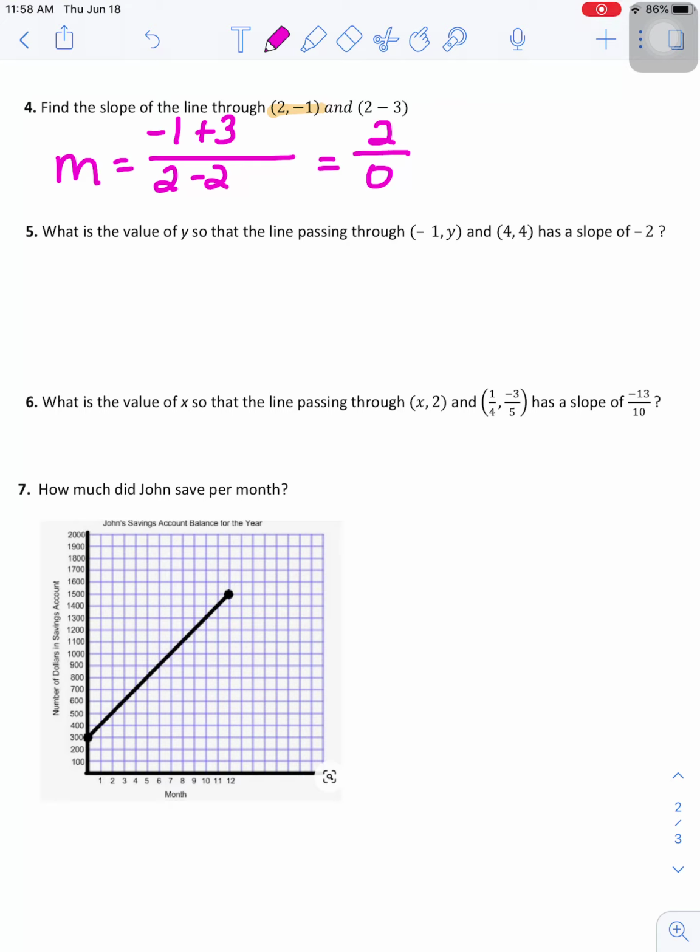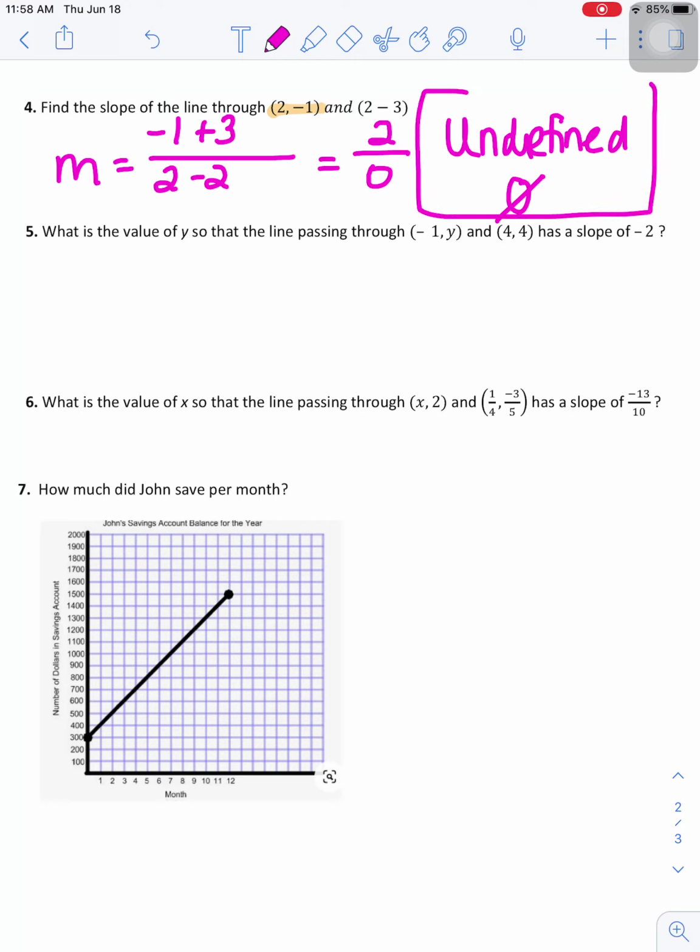Now, remember, anytime the 0 is in the denominator, it is undefined. So you either need to write out the word undefined, or you can use the null set symbol, which is a 0 with a line through it. But what this means is that there's no slope that exists.